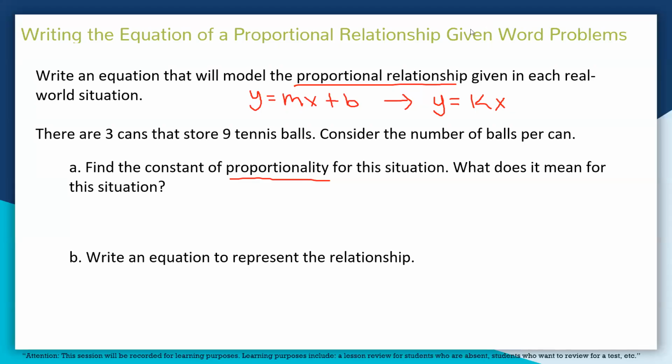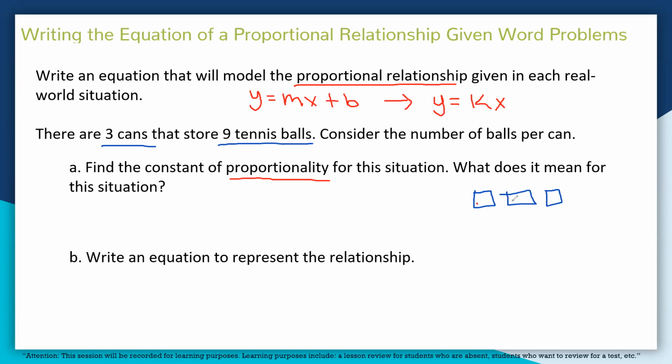So when I'm looking at this, I'm being asked to consider balls per can. So I need to figure out how many balls there are in every can. And we have 3 cans that store 9 tennis balls. So if we want to draw a picture here, we have 1, 2, 3 cans. And between those 3 cans, there are 9 tennis balls.